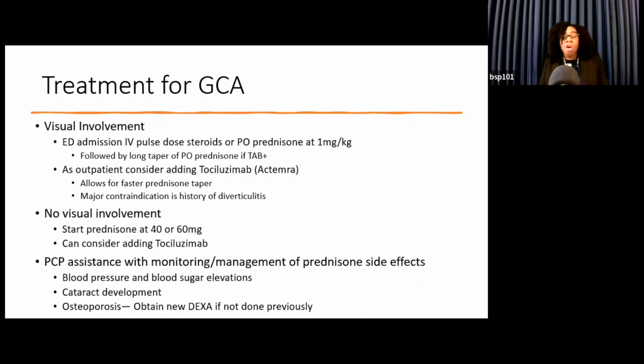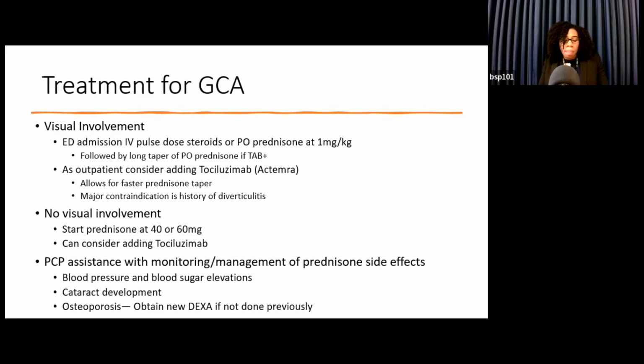So thinking about treatment. Visual involvement, as you guys might imagine, is an organ-threatening disease. And so that would involve an ED admission, IV steroids, and then followed by a long course of oral steroid taper to really get the inflammation under control. We now have a new medication, tocilizumab, that we can add as an outpatient to help taper steroids faster, which is very important in this population who really can't afford long-term exposure to steroids.